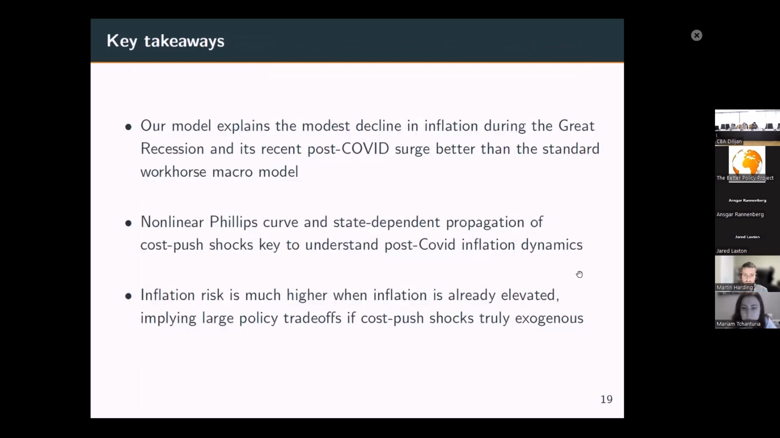So let me conclude. The key takeaway and our key message here is that our model explains the modest decline in inflation that we saw during the Great Recession, and its recent post-COVID surge better than the standard workhorse Smets and Wouters model. The key for this is that we have a nonlinear Phillips curve and state-dependent propagation of cost-push shocks. And finally, we also show that inflation risk is much higher when inflation is elevated.